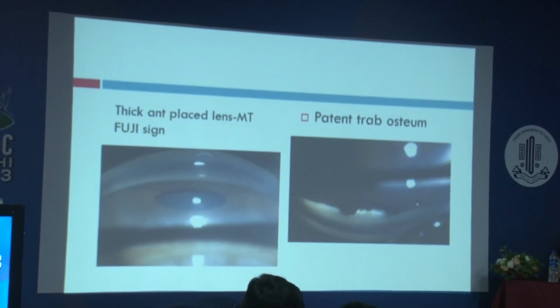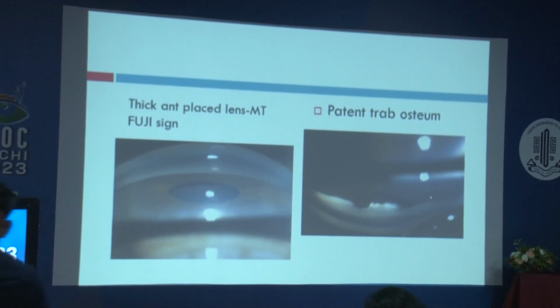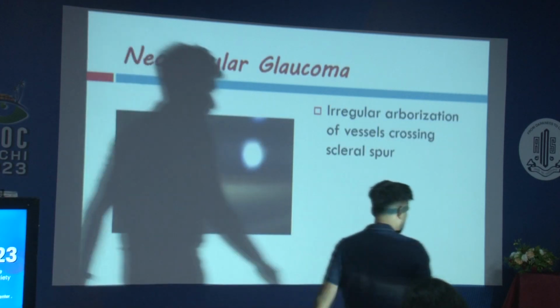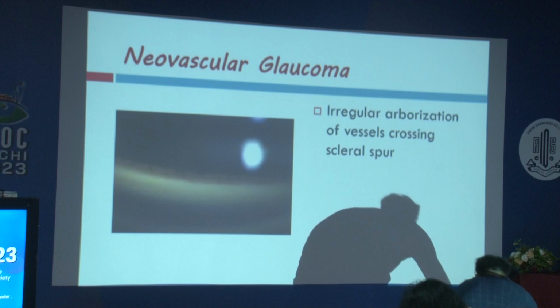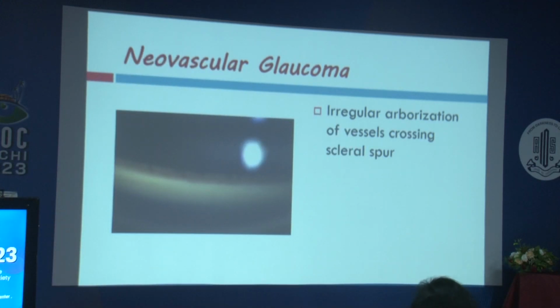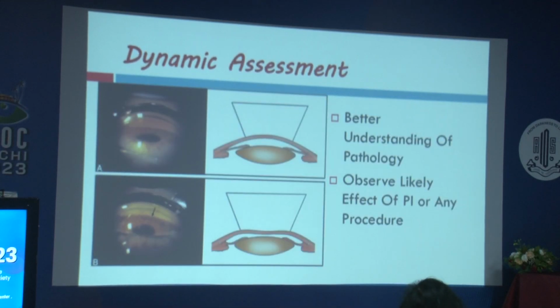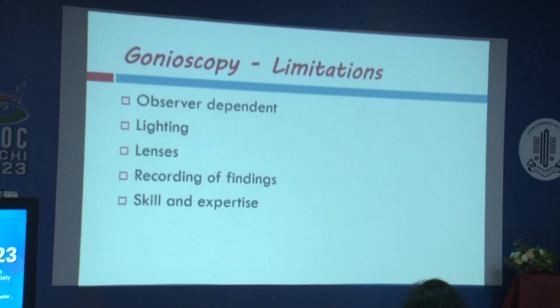With gonioscopy you can tell whether the trabecular ostium is patent or not, a thick anteriorly placed lens, or any irregular arborization of vessels crossing the scleral spur, whether they are new vessels or not, pigment dispersion syndrome. With gonioscopy, you can do dynamic assessment and have a better understanding of pathology, and you can observe the likely effect of PI or any procedure.